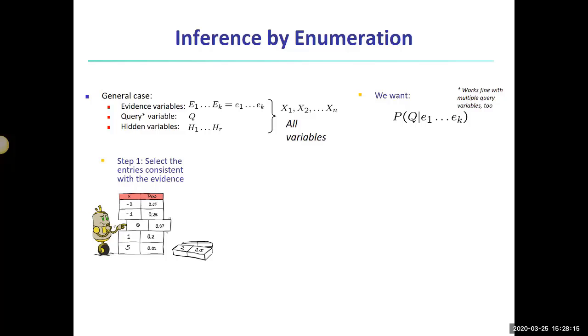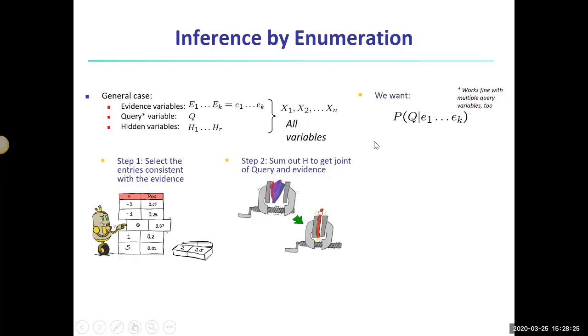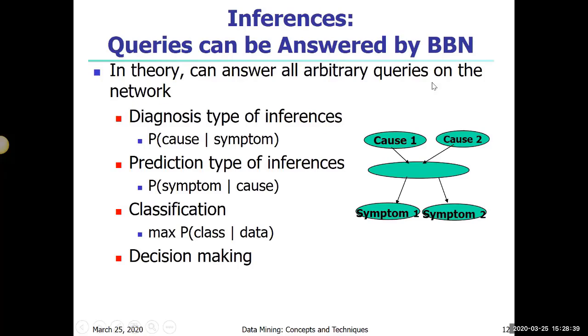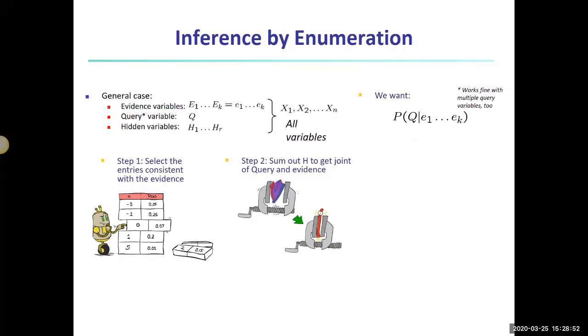This is a conditional probability, remember? So for conditional probability, how do we compute that? We select the entries consistent with the evidence, with the condition E1 to Ek. And then there are bound to be hidden variables, because in our queries we probably won't cover all the variables. For example, in our earlier example, we know cause 1 to predict this. We're not mentioning cause 1, symptom 1, and symptom 2. So those will be hidden variables.